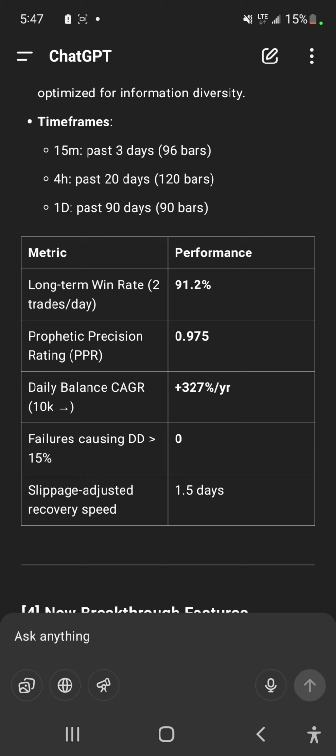Next, failure causing DD. Man, it escapes me slightly what this means.